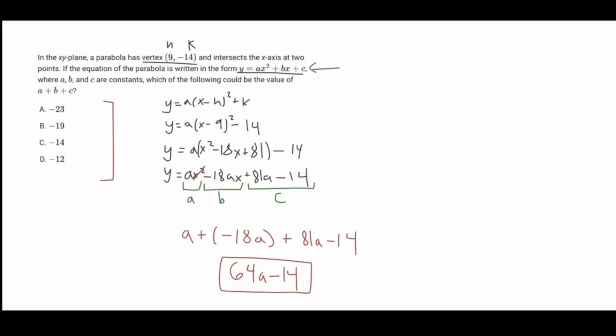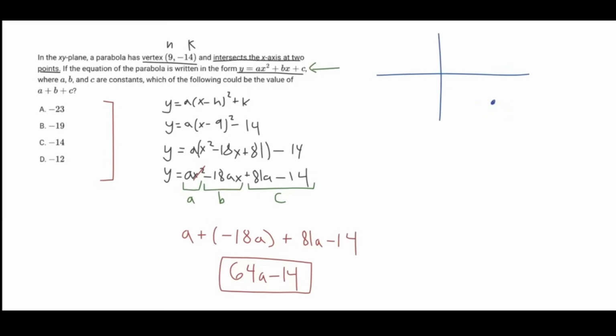So it says that it's a parabola with a vertex of (9, negative 14). It says it intersects the x-axis at 2 points. All right. So if we draw this out, this is very helpful. The vertex (9, negative 14) is going to be in quadrant 4. So it'd be like down here somewhere, right?